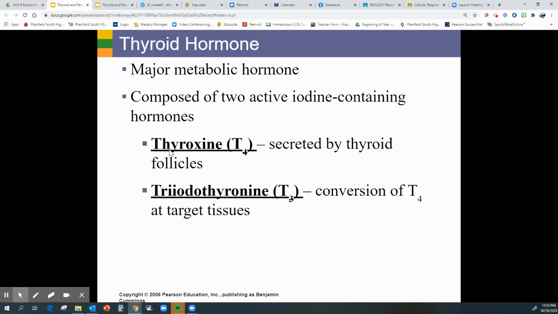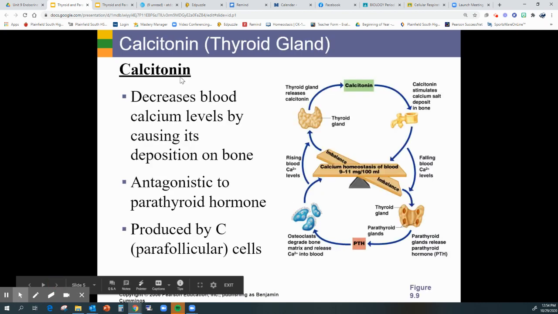So the two hormones that really control our metabolism here are T4 and T3. T4 is secreted by the thyroid follicles, and then T3 is the conversion of T4 at the target cells. So the big thing to remember about these two basic ones is that they are metabolic hormones, okay? The other one is calcitonin.